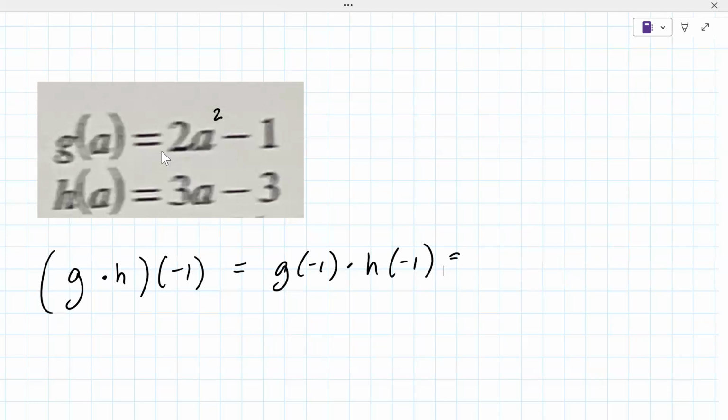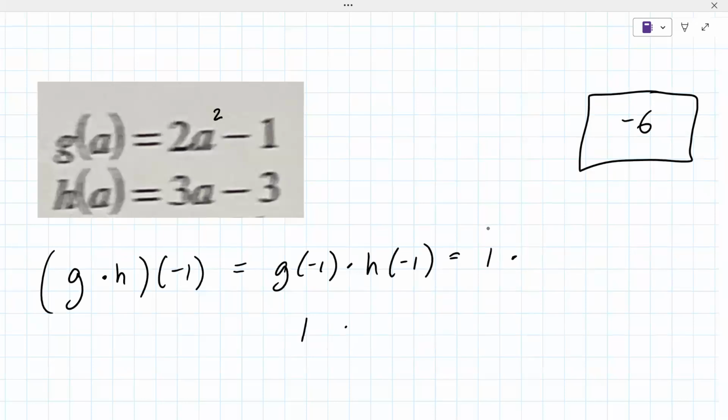You said all the right things, but I'm not sure what your final answer is. Let's say I only was going to grade what was going to go in this box. What would you put in there? -6. Okay, so g of -1 is 1. This part is 1. Maybe I should write it underneath. And then that is -6. So yes, that is correct. Good job.